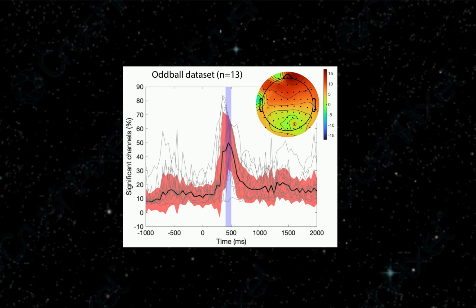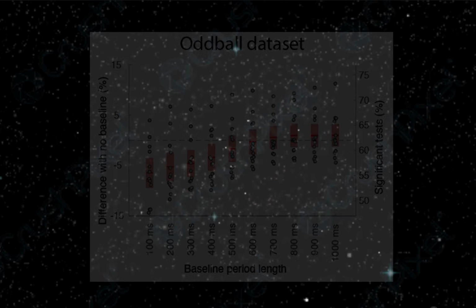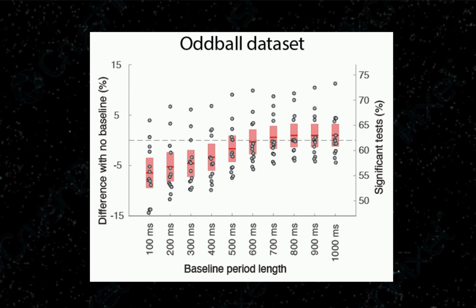In this kind of oddball task, we usually observe a difference between the ERP of oddball and standard. Here we looked at all the channels and saw that in between 400 and 500 milliseconds, about 50% of the channels were significant. We saw that most baseline corrections larger than 500 milliseconds led to a significant decrease in the number of significant channels. The take-home message is that in terms of reducing the noise in the data, not subtracting the baseline is probably best.